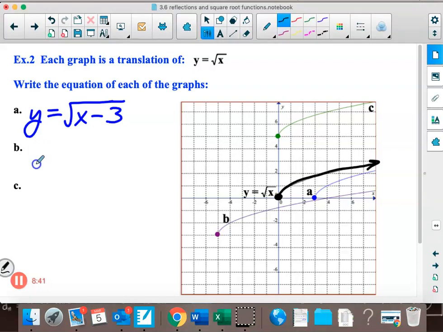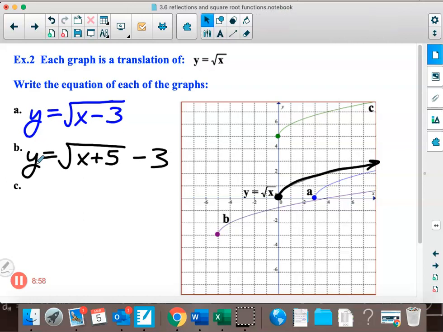So we have y equals square root of x, what's going to go in here? Plus 5, so that we have that left shift, and then minus 3 out here. Good. How are we on that? Everyone comfortable with that translation? All right, let's do graph C.